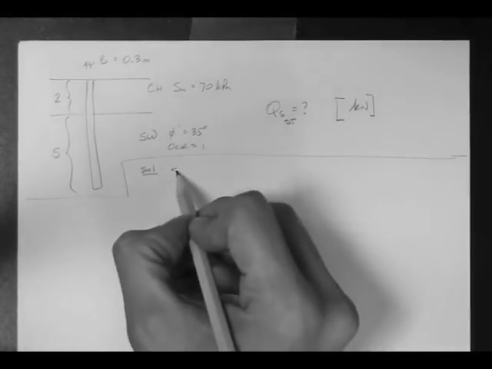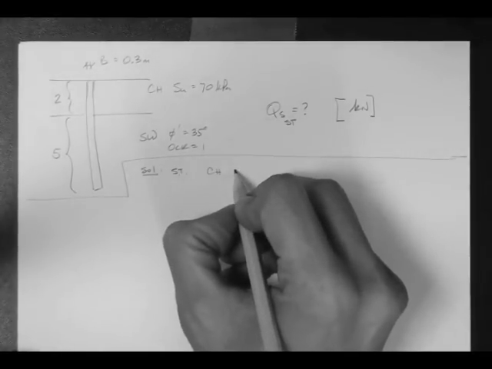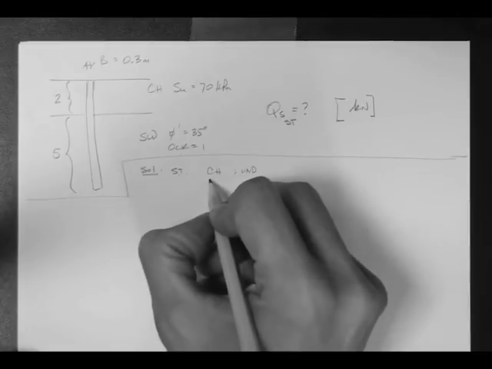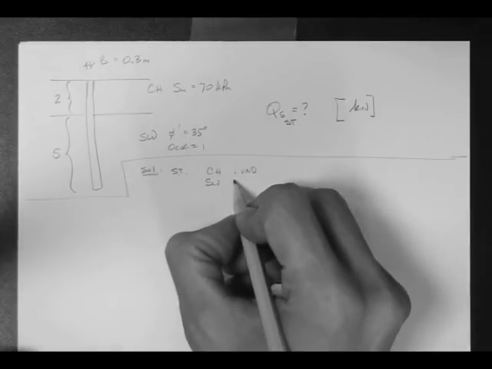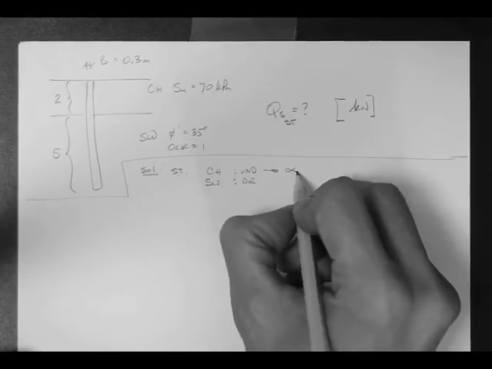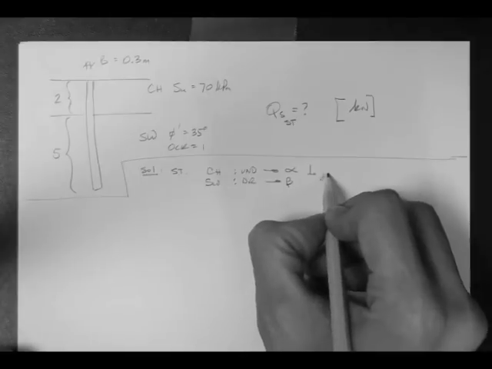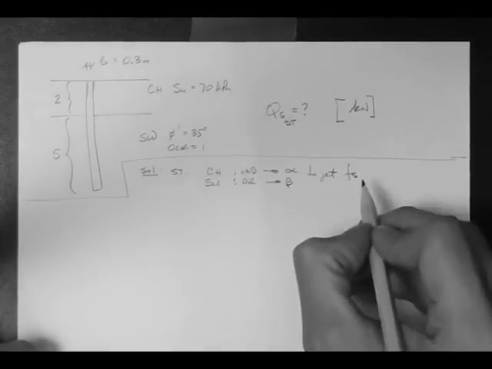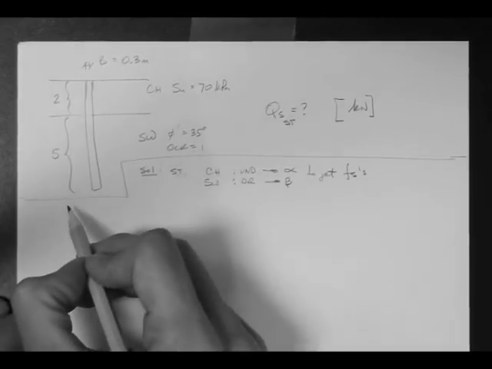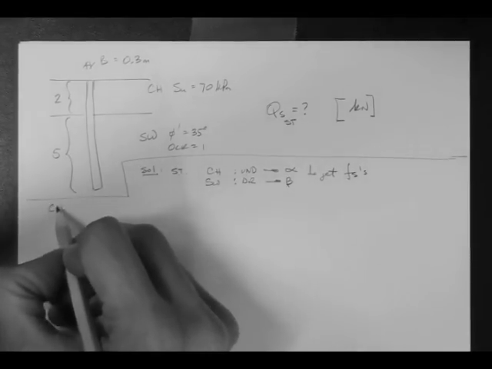Okay, in the short term, the clay layer is going to act undrained, and the well-graded sand layer is going to act drained. So for this case, we have to use the alpha method, and for this case, we have to use the beta method to get the Fs. So let's get the Fs of the clay.